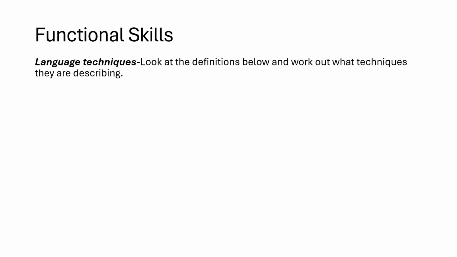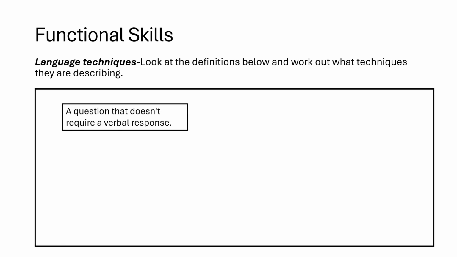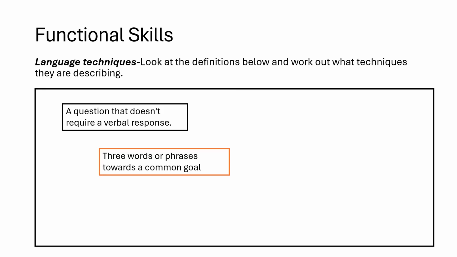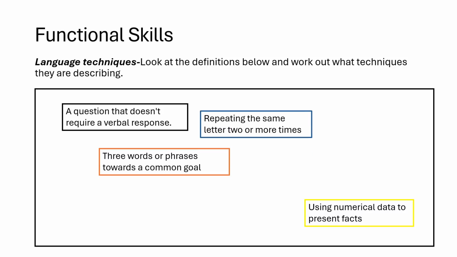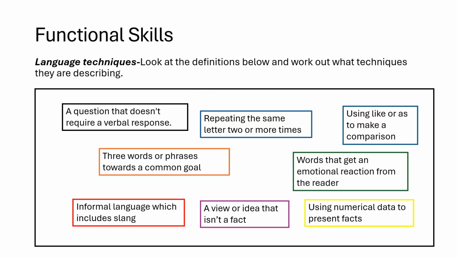Language techniques. Look at the definitions below and work out what techniques they're describing. So the first one says, a question that doesn't require a verbal response. Then we have 3 words or phrases towards a common goal. Using numerical data to present facts. Repeating the same letter 2 or more times. Using like or as to make a comparison. Informal language, which includes slang. A view or idea that isn't a fact. And a final one, words that get an emotional reaction from the reader. So if you want to pause the video here and go through at your own time, please feel free to do so. We're now going to jump ahead and go through the answers in the next part of the video.